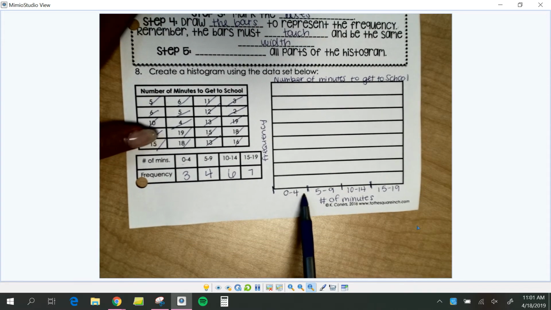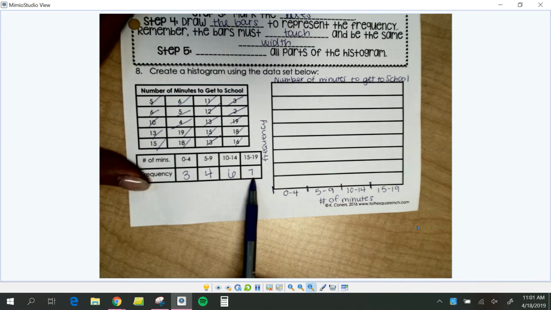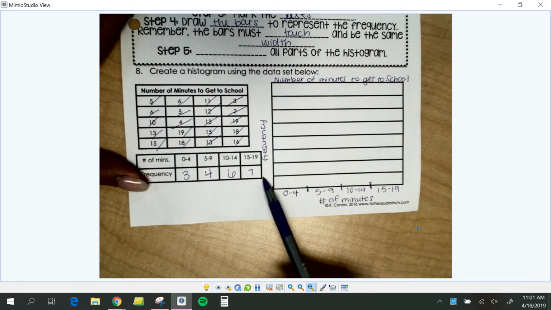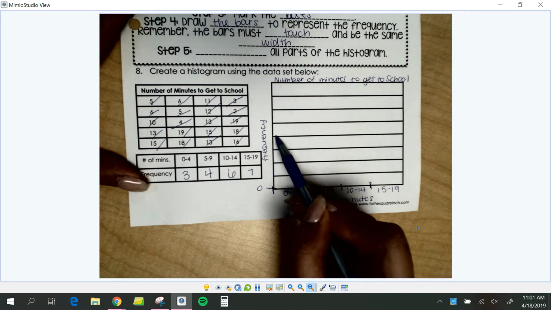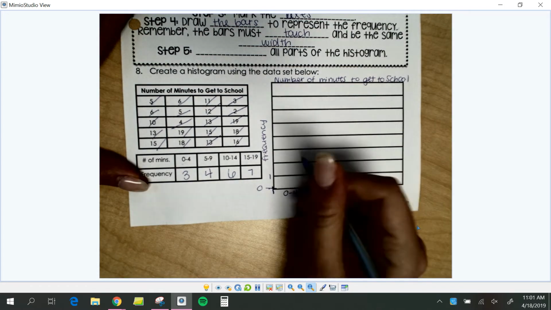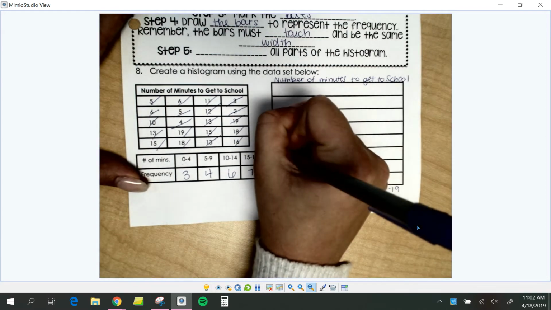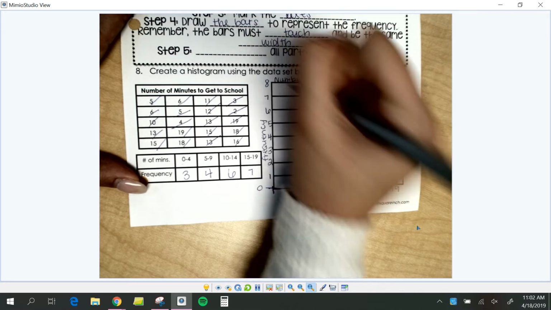So in my first group, 0 through 4, okay, I have 3. Now my biggest number here is 7, so I can look at this axis and see, can I count by ones? Well, remember this bottom is always 0, okay? So 1, 2, 3, 4, 5, 6, 7, 8. Yes, so I can count by ones. If I couldn't, then I could count by 2s, 3s, whatever would work. Right, and now I can draw the bars.